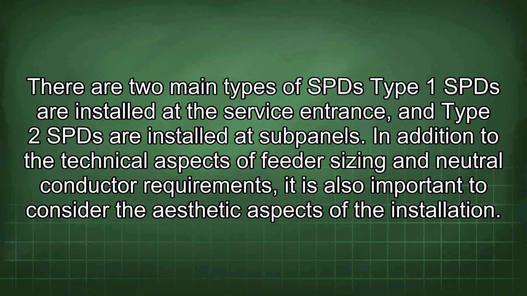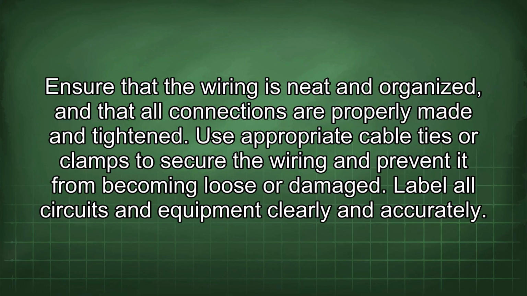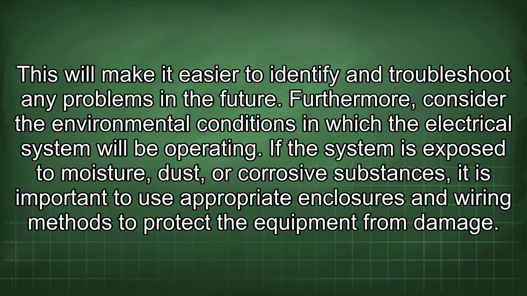In addition to the technical aspects of feeder sizing and neutral conductor requirements, it is also important to consider the aesthetic aspects of the installation. Ensure that the wiring is neat and organized, and that all connections are properly made and tightened. Use appropriate cable ties or clamps to secure the wiring and prevent it from becoming loose or damaged. Label all circuits and equipment clearly and accurately. This will make it easier to identify and troubleshoot any problems in the future.